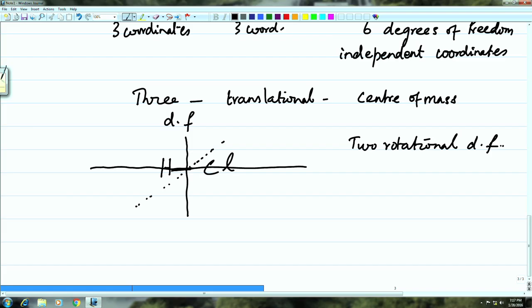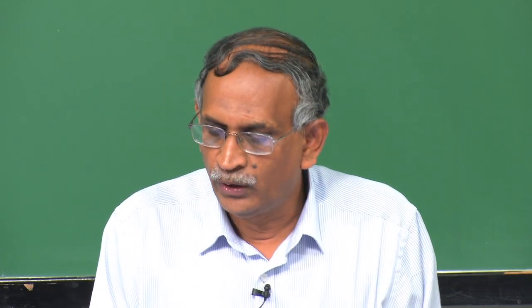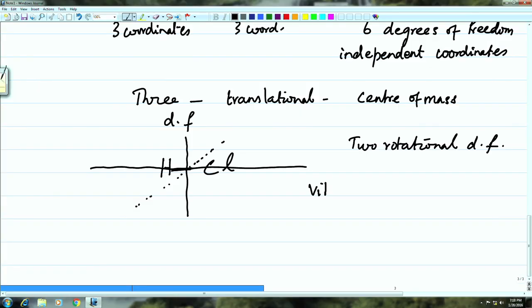And therefore, of the 6 independent coordinates or degrees of freedom, 3 are translational, 2 are rotational, and there is only 1 more, which is the vibrational degree of freedom. That's the relative motion of the hydrogen and chlorine with respect to the center of mass, which is not moving because center of mass motion has already been taken out into the translational part.